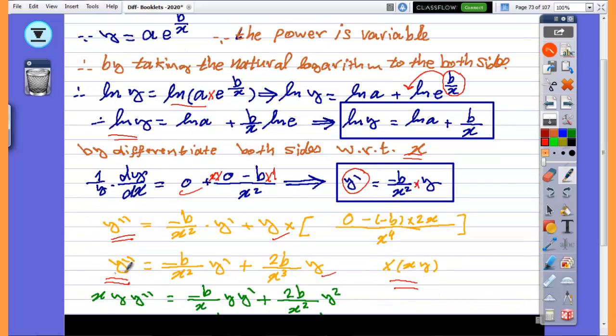So xy multiplied by y double dash will be x y y double dash. xy multiplied by negative b over x square y dash will be negative b over x y y dash. Here we have x and we have x square, so after you simplify it you will get negative b over x, and y dash, plus xy multiplied by 2b over x to the power 3 y, its result equals 2b over x square y square.